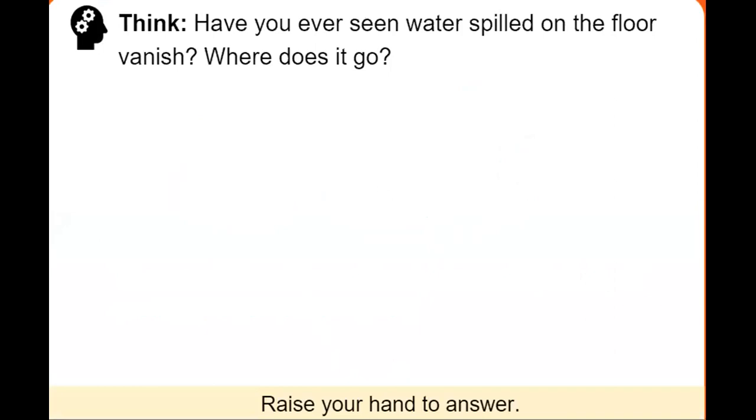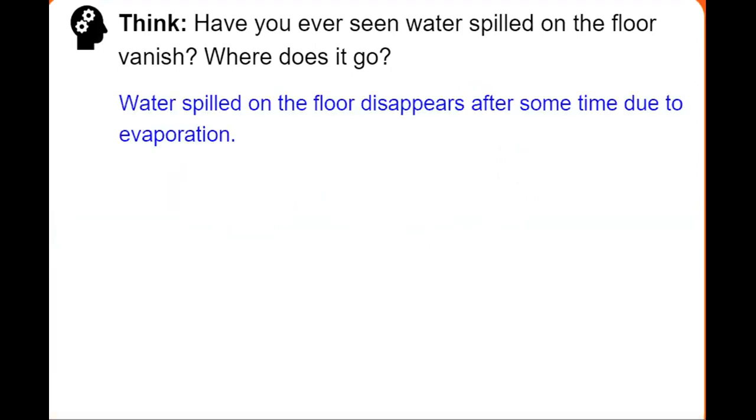Have you ever seen water splattered on the floor vanish? Where does it go? Yes, water splattered on the floor disappears after some time due to evaporation.